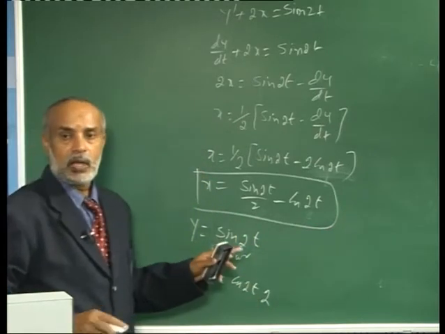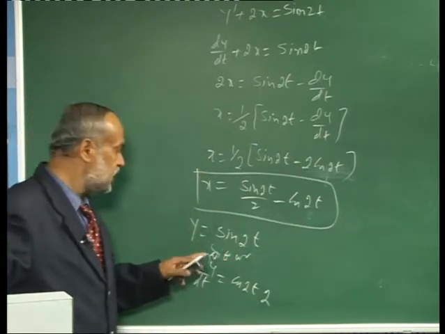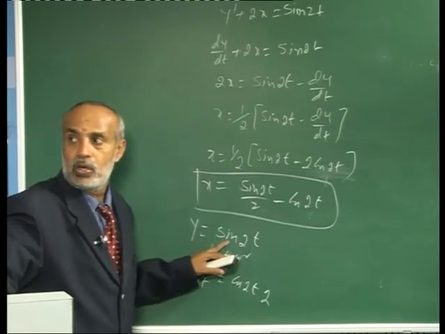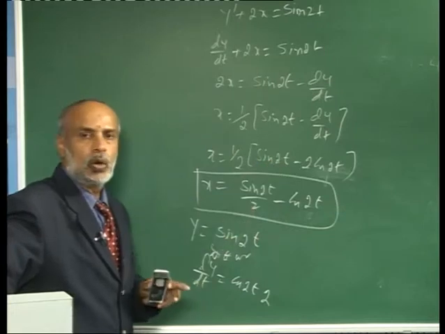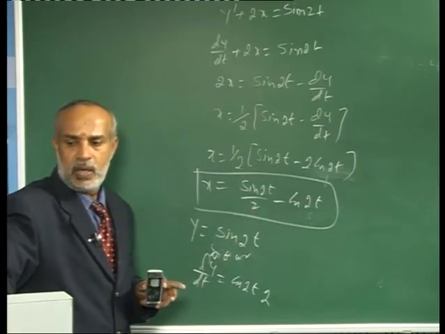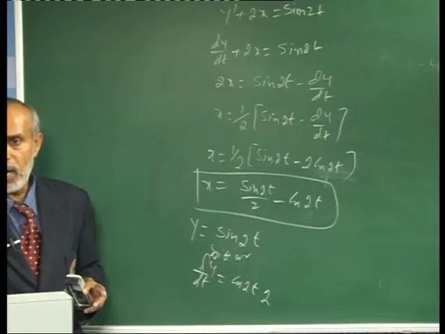See here, after solving the two simultaneous equations, you are getting y is equal to sin 2t and x is equal to 1 by 2 sin 2t minus 2 into cos 2t. This is the required solution.